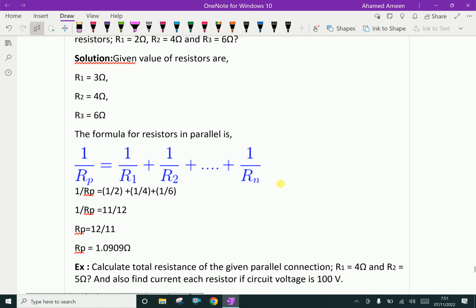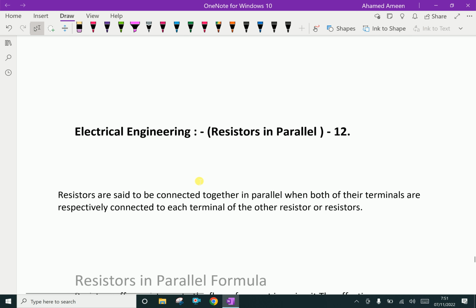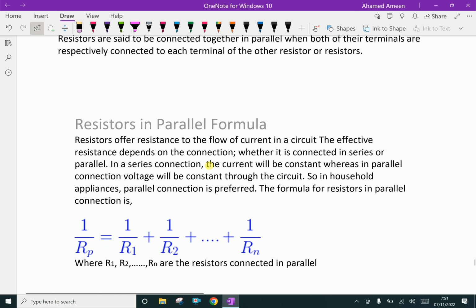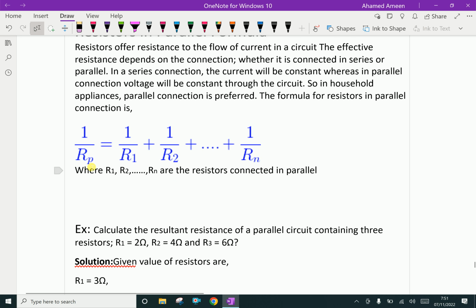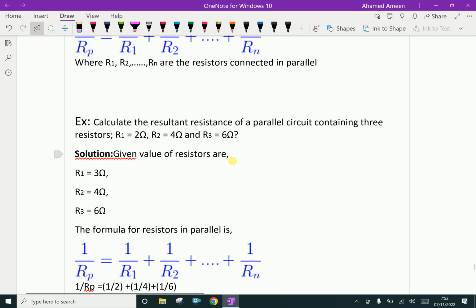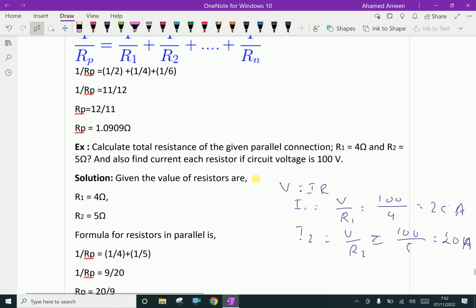So far we have discussed resistors in parallel, which is a common setup for resistance in parallel, and the formula for total effective resistance is 1 by Rp equals 1 by R1 plus 1 by R2 plus up to 1 by Rn. Any number of resistors we can connect in parallel. Now we did two example problems regarding effective resistance, and through the effective resistance we also found the current in the individual resistors.